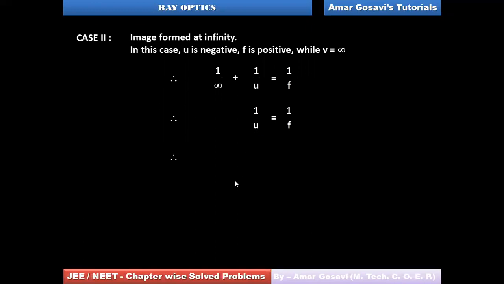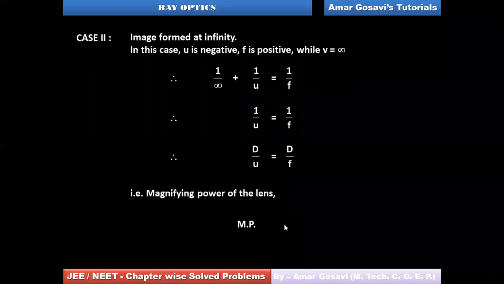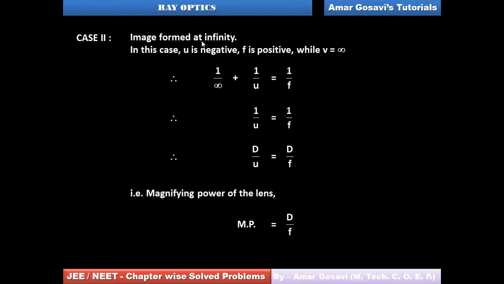Now again you can multiply by D on both the sides. So the equation becomes D by U equal to D by F. Now D by U can be replaced by D by F. So the formula for magnifying power will be, instead of D by U, straight away D by F, unlike 1 plus D by F when the image was formed at the distance of distinct vision. Here the image is formed at infinity, and therefore the formula changes to D by F.